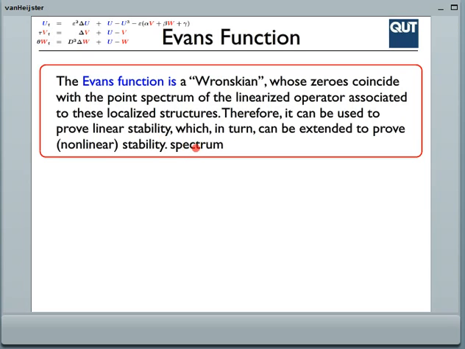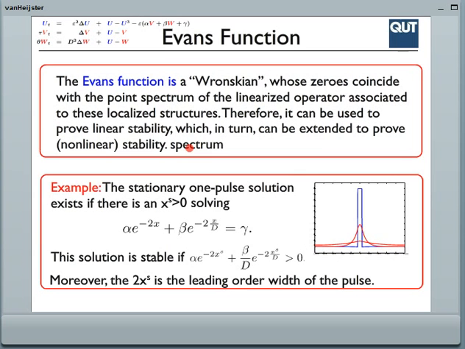I don't know why it says spectrum of the issue. So I won't say too much about this Evans function, but it's sort of a tool which gives you information about the point spectrum.